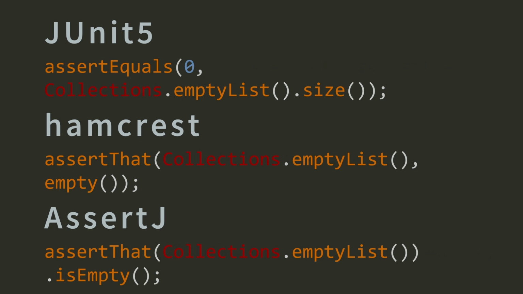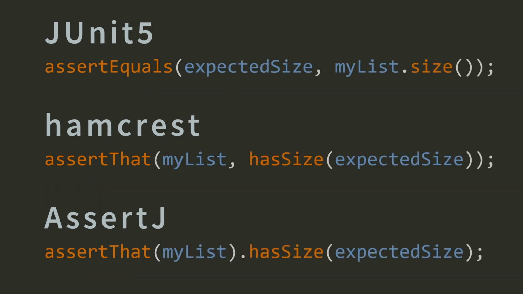Empty collections assertions in the case of JUnit 5 is just normal assertEquals. In the case of Hamcrest, the empty function, and in the case of AssertJ, the isEmpty function call. When we want to assert on non-empty collections, we have in JUnit 5 just normal assertEquals, and in the case of Hamcrest and AssertJ, hasSize functions.